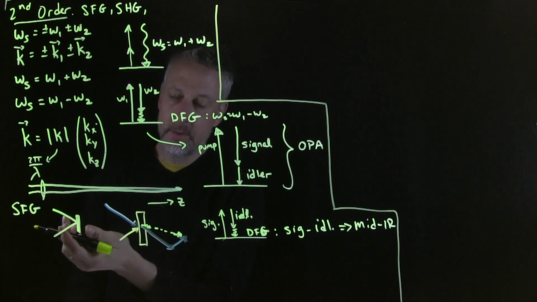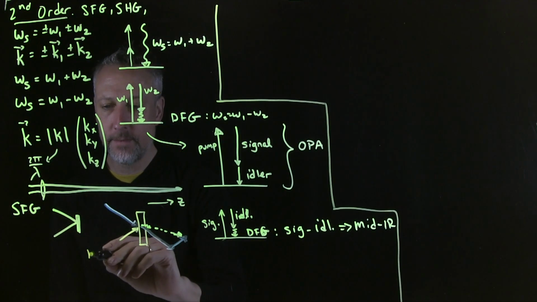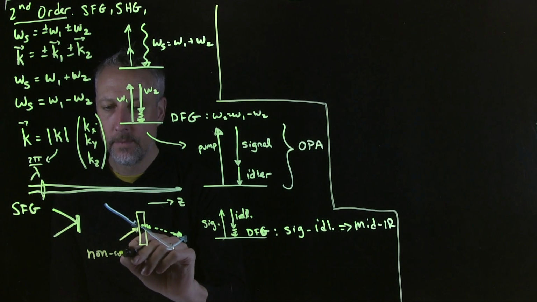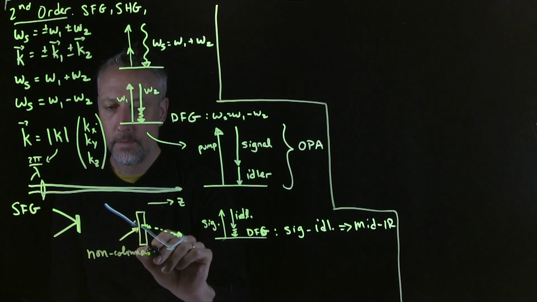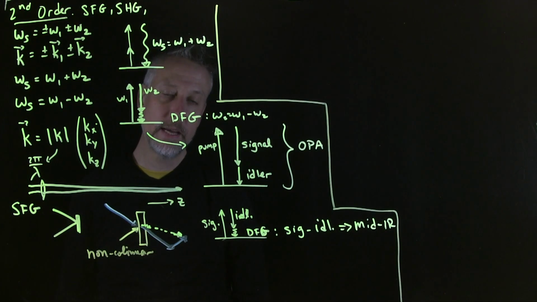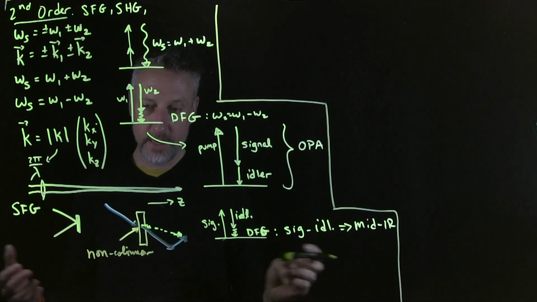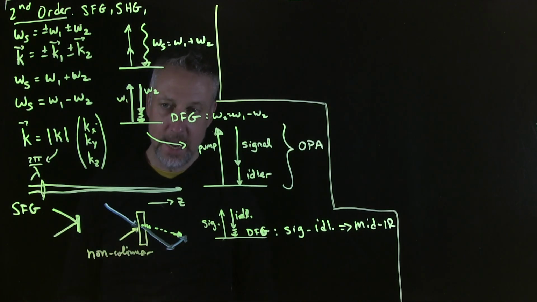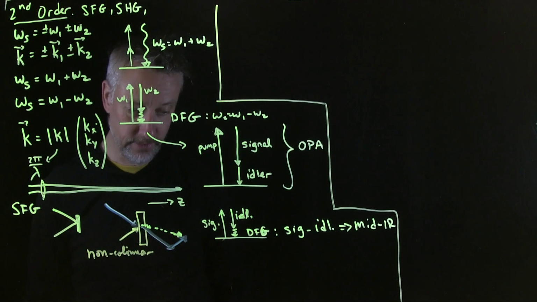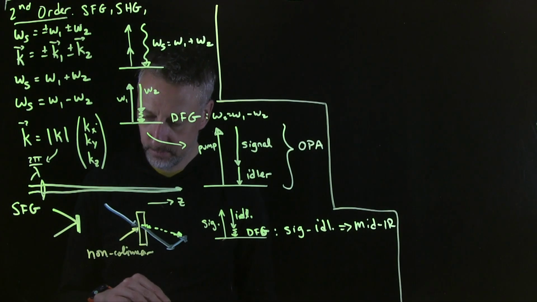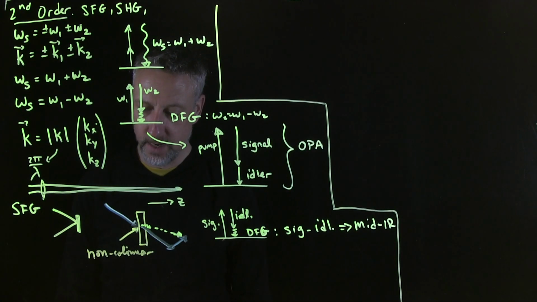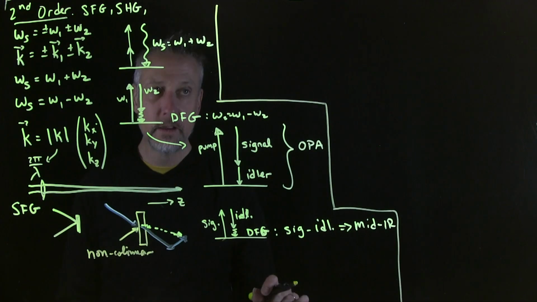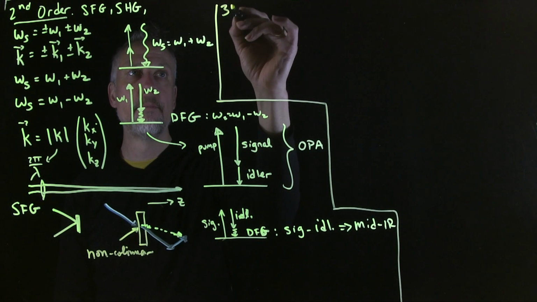We have sum frequency generation. This is non-collinear. And when it's non-collinear, we get the signal in a so-called background-free direction, which can have advantages. It can also have disadvantages. I don't know if we'll get to talk about that or not, but maybe we will. We can look now at third order.